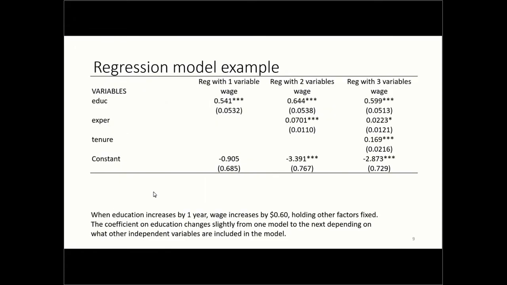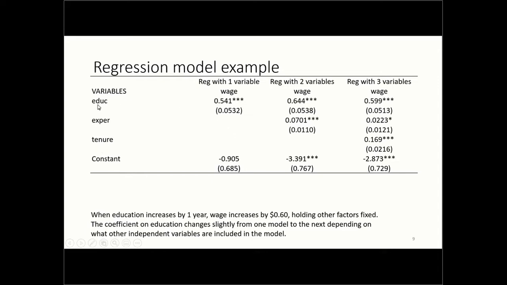So here is how we economists like to present the regression output. We put it in a table. And on top, we say what kind of model we have. So I have a regression with one independent variable, here I have a regression with two independent variables, and a regression with three independent variables. In all of our cases, wage is the dependent variable in these models. So that is usually put on the top of the table, denoting the columns. And the independent variables are put here: education, experience, tenure, and then we have the constant.